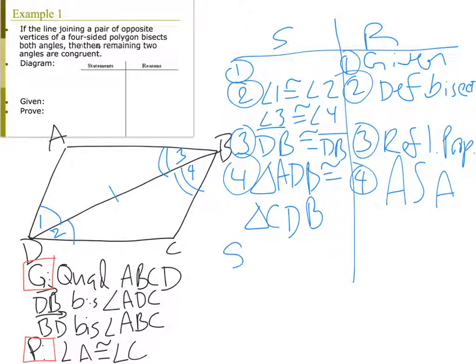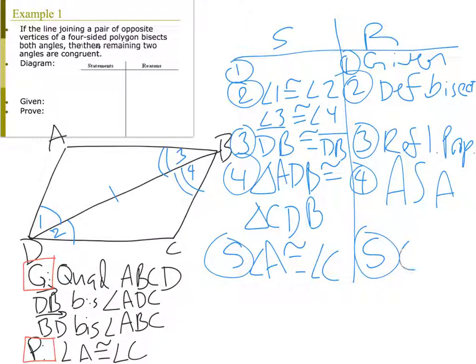And lastly, but not leastly, I've got my prove. Angle A is congruent to angle C by CPCTC. Corresponding parts of congruent triangles are indeed congruent. I've got it done. I've got my two remaining angles congruent, much like that statement wanted. Woo-woo! First, scary, scary proof without a diagram. Actually, we've done it before.